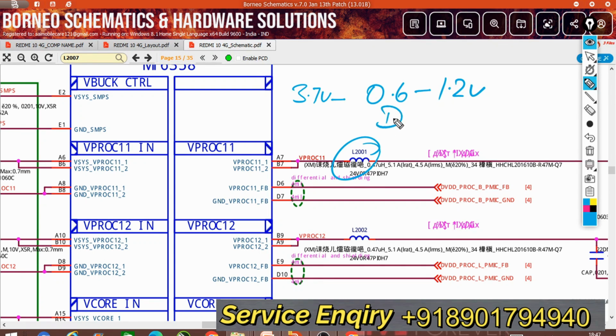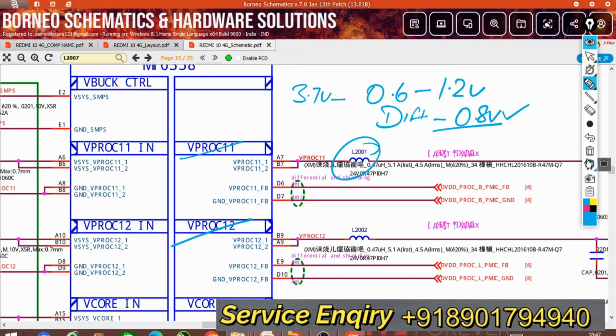So in this line, you will get 0.6 to 1.2 volts, but there is a default voltage. What is the default voltage? I'll tell you. It is 0.8 volt. I mean, when you measure, most of the time you will get 0.8 volt on a stable mode, right? Now there are two lines. First we understand this, then we go to the default voltage, and I will show you another feature of the Borneo. Many people know, but let me show those who do not know: VPROC 11 and VPROC 12.